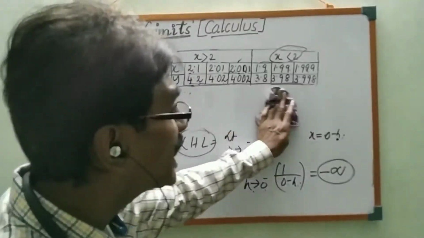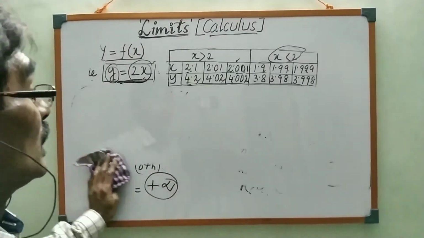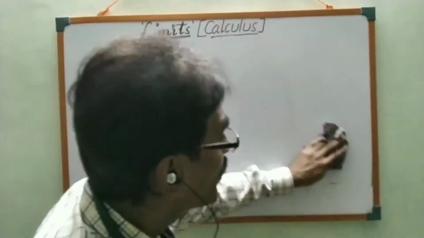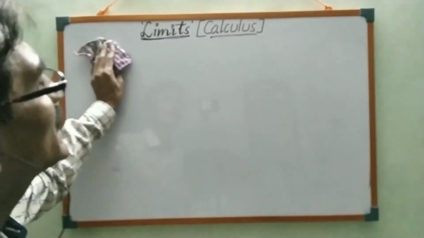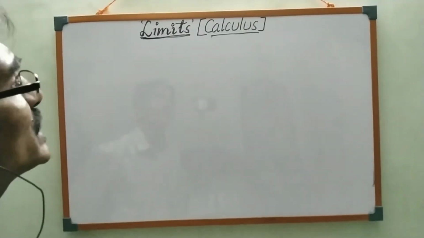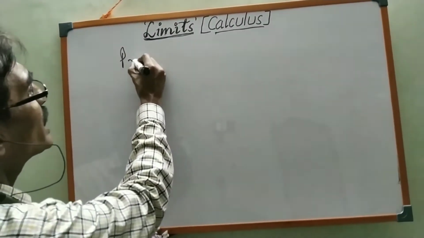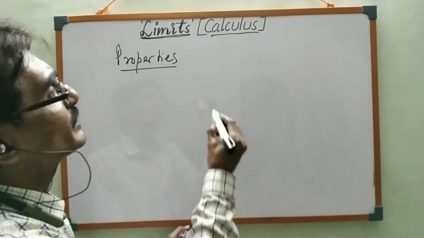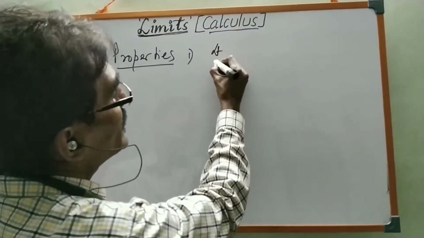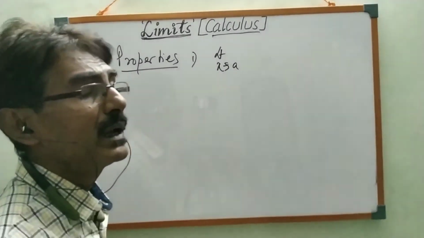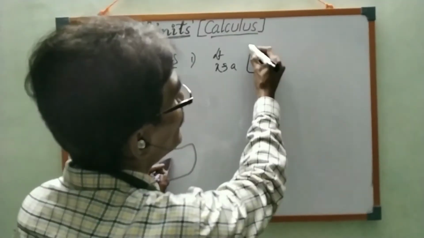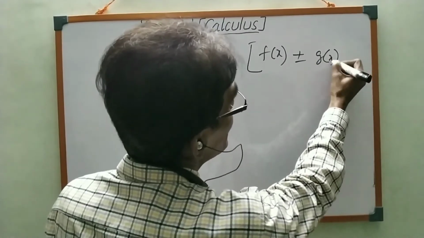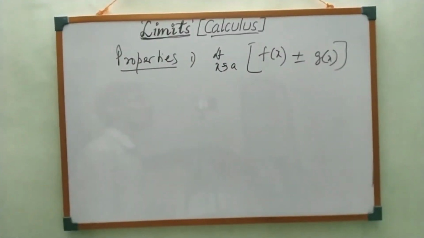Now, the limit of different functions. Firstly, I want to discuss the properties, not only for algebraic functions, but properties for different types of functions. What is the property? Number one, in general I am writing limit x tends to a. Say there are 2-3 functions, or firstly I am taking two functions, fx and another function gx. In between them the sign is plus or minus.